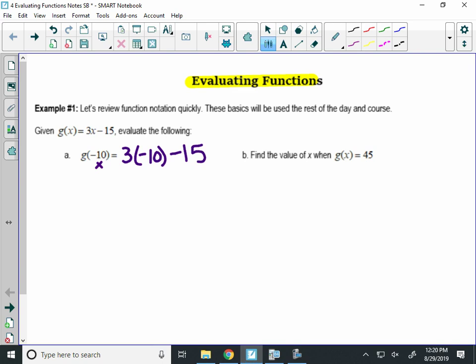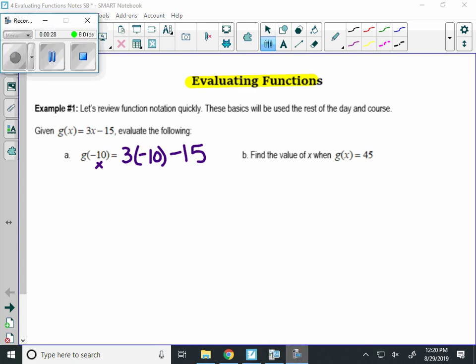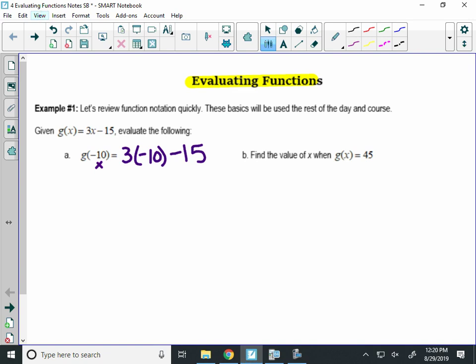Now, you can evaluate that and write it down in multiple steps. You can type it in your calculator. You can do it in your head. Did I give you the wrong thing? I didn't give you enough? I need one more. Okay. I'll pause this while I get the answer. When you simplify it, negative 30 minus 15. Negative 45.